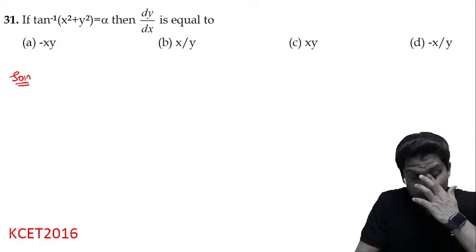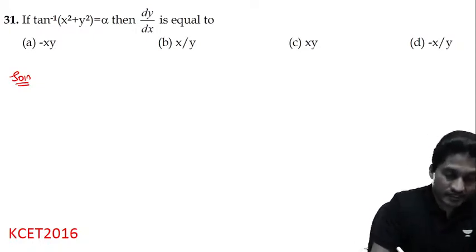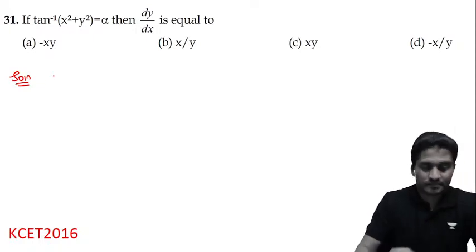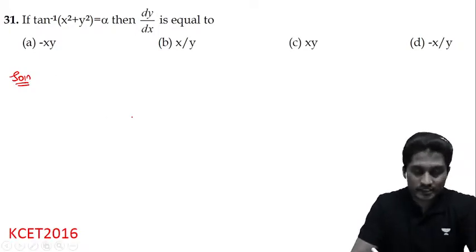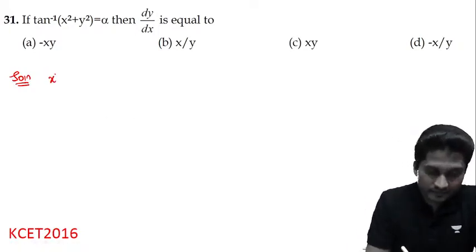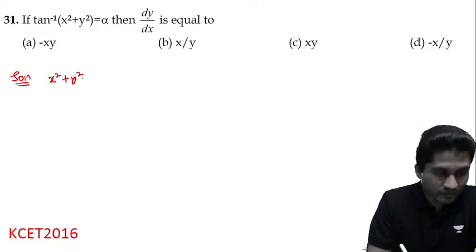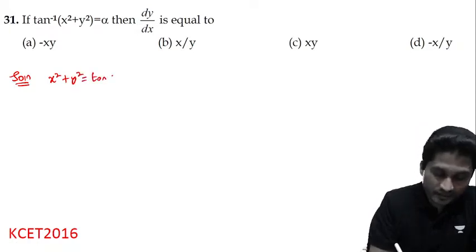Tan inverse of x square plus y square is alpha, then what is dy by dx? This can be written as x square plus y square is equal to tan alpha. Now differentiate with respect to x.